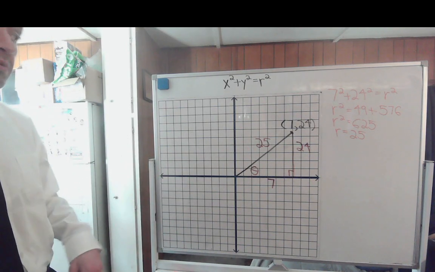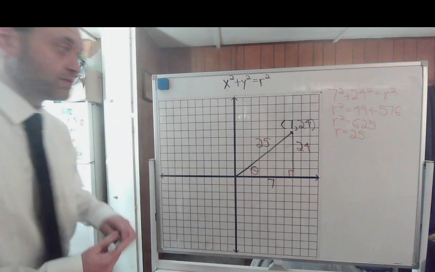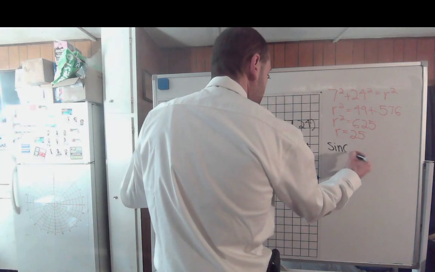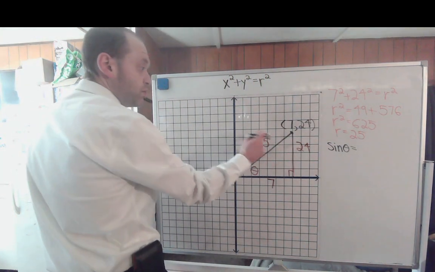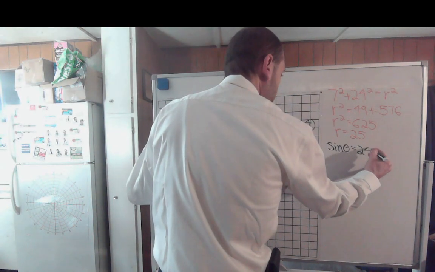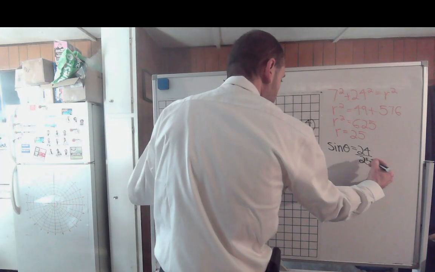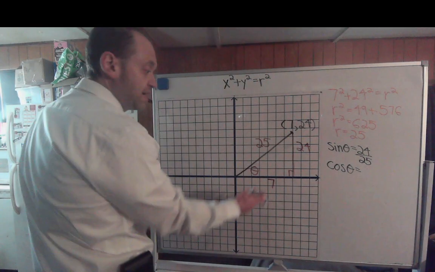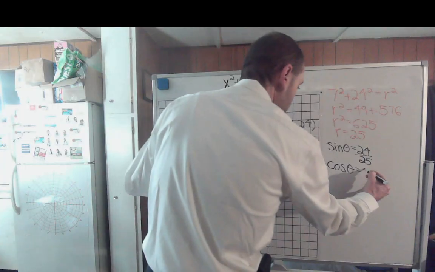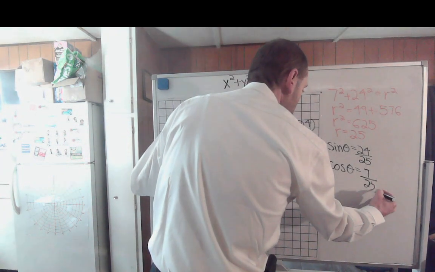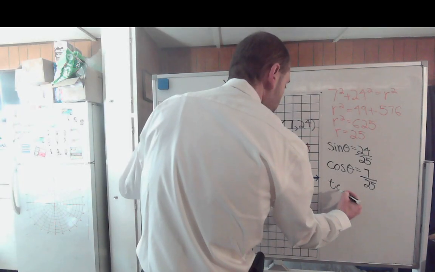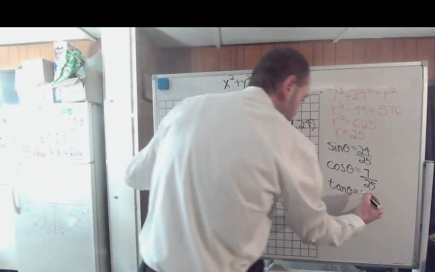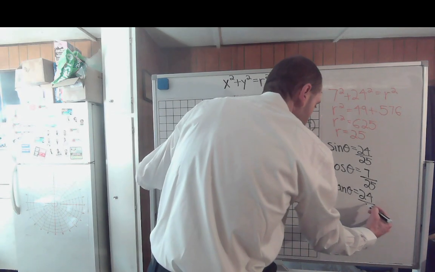From here, it's easy. We can now find our 6 trig values. So let's go ahead and do that. The sine of theta in this case would equal opposite over hypotenuse. So that's 24 over 25. Then we can do the cosine of theta. The cosine is adjacent over hypotenuse, so that would be 7 over 25. The tangent of theta is opposite over adjacent, so that would be 24/7.